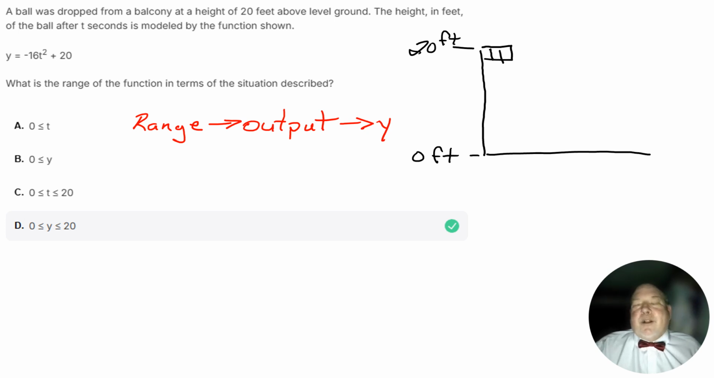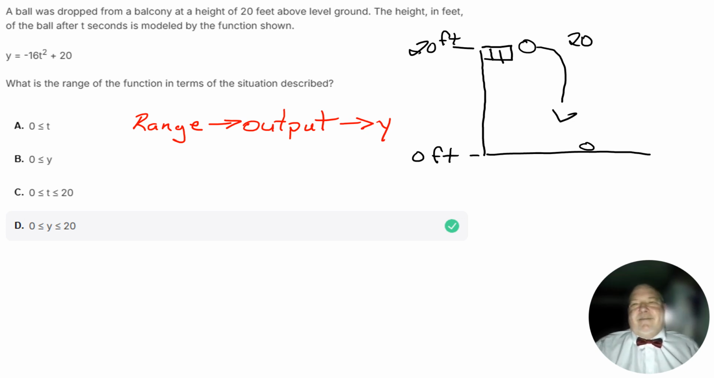So the ball cannot go below 0. It's not going to go under the ground unless, I guess, it's a really heavy ball. But what we've got is the ball dropping, going from 20 down to 0. And so that is the range of our y values. The y values can't be greater than 20, so they're less than or equal to 20, because it can be equal to 20. That's where it starts. And it can't be less than 0, so the y value is greater than or equal to 0.